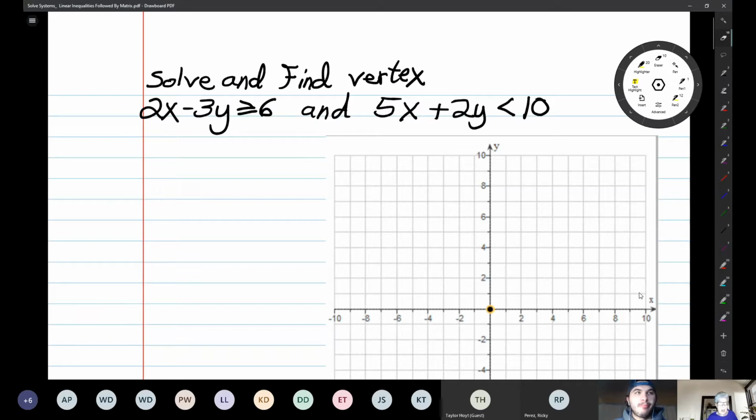We have these two algebraic statements, 2x minus 3y is greater than or equal to 6, and 5x plus 2y is less than 10. Okay. So, first thing, I am going to let this be green. It's always easier. I recommend working with different colors.